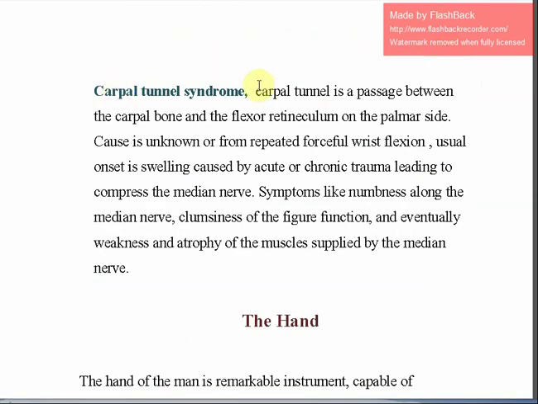Another condition we can see is carpal tunnel syndrome. The carpal tunnel is actually a passage between the carpal bones and the flexor retinaculum on the palmar side. From unknown causes or from repeated forceful wrist flexion, usually the onset is swelling caused by acute and chronic trauma leading to median nerve compression. So symptoms like numbness along the median nerve, clumsiness of finger function, and eventually weakness and atrophy of the muscles supplied by the median nerve will take place. So this is about the wrist. I hope you got some idea about the wrist biomechanics.